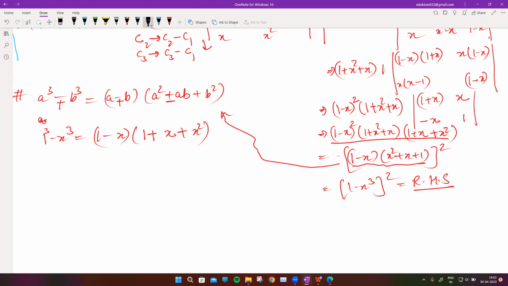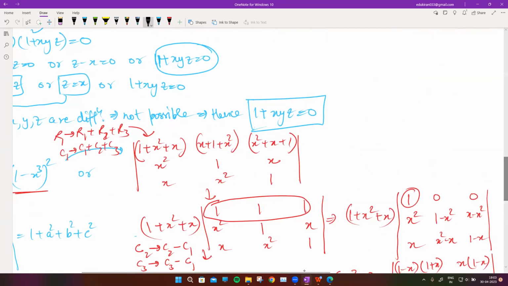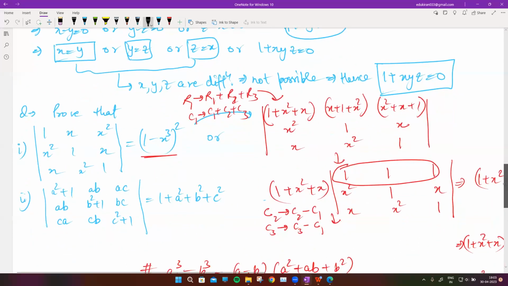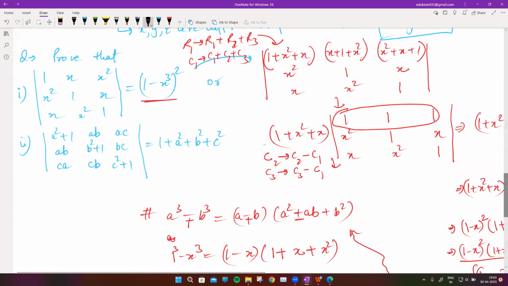Yes, please feel free to ask your doubts for this particular question. Now, if you're done with this, please start solving the second. This is a bit tougher, right?